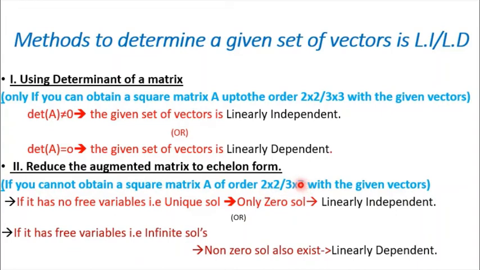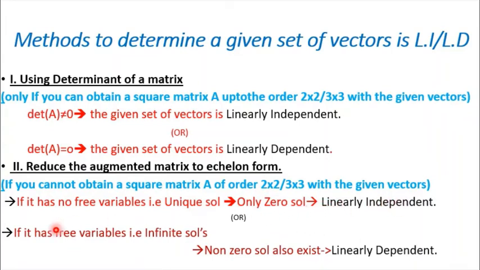If you get a rectangular matrix or a square matrix like 4 by 4 or 5 by 5, then you have to remember these 2 points. You will use the augmented matrix. If it has no free variables after reducing it to echelon form, that is a unique solution. What do you mean by a unique solution for a homogeneous equation? Only the zero solution, which implies linearly independent.